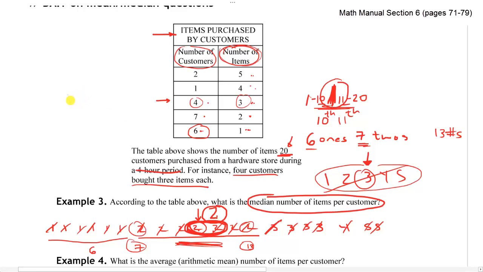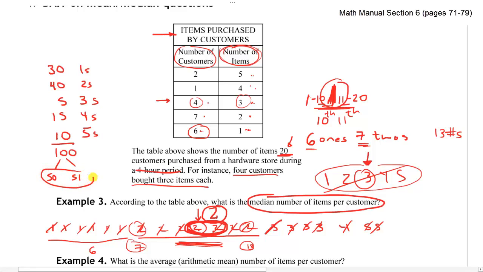So again, if you get a question that asks you about a median and you've got a lot more numbers, let's say you've got 30 1s, you've got 40 2s, you've got 5 3s, you've got 15 4s, and so what is that up to? 70 and 20, 90. So let's say you have 10 5s. So you have 100 total numbers. What you would do if you wanted to know what the median is, again, the median here is going to fall between the 50th and the 51st number. It's going to be the average of those 2 numbers.